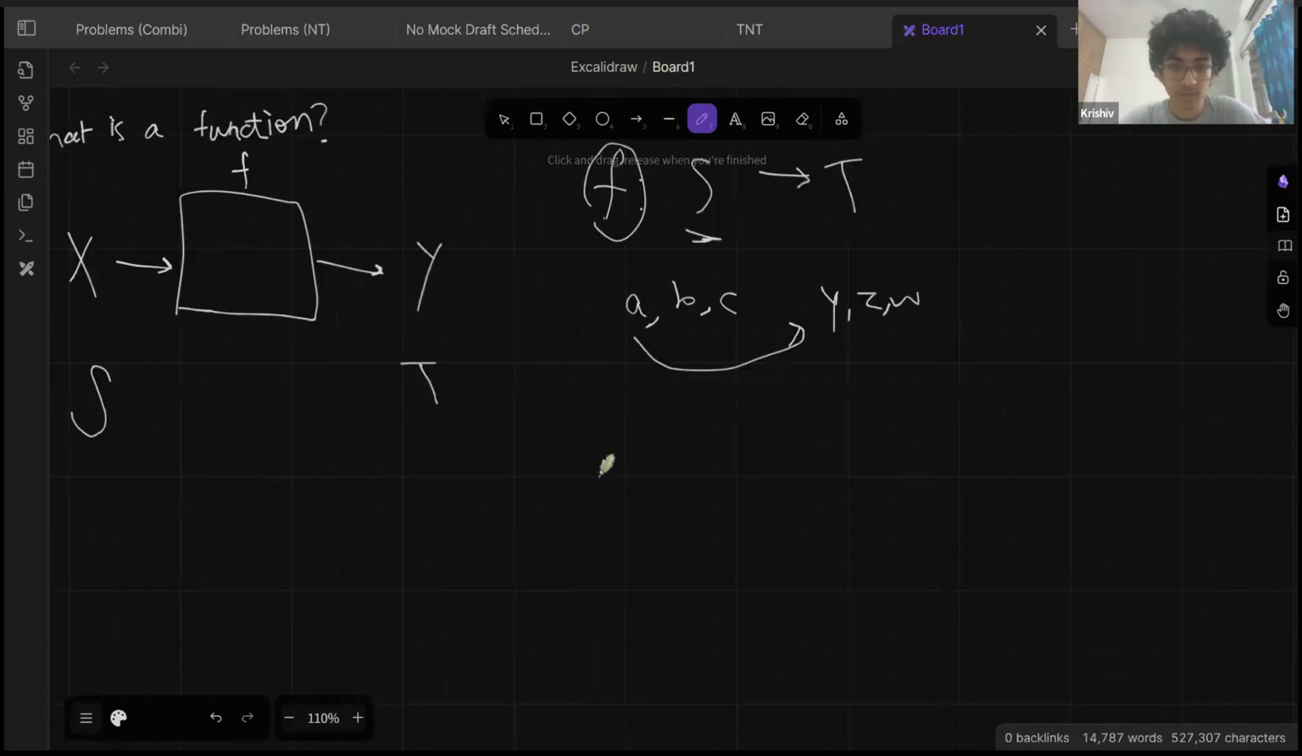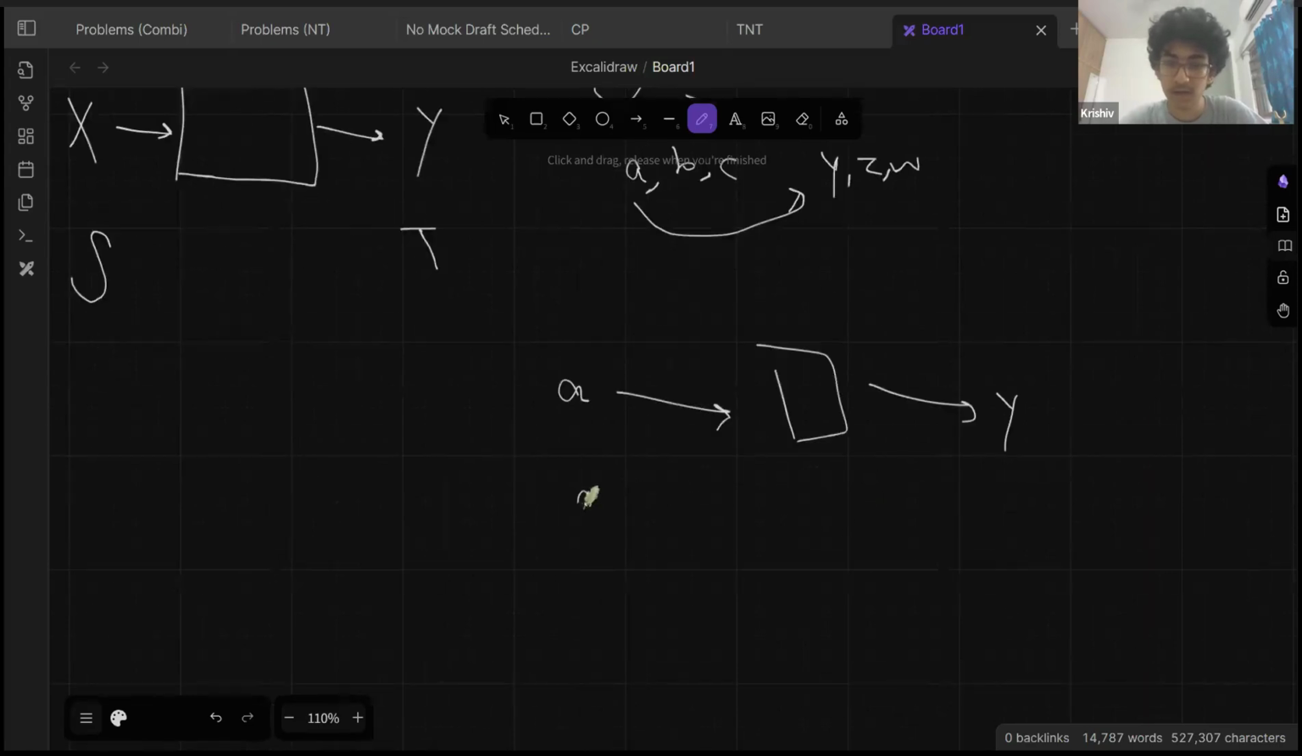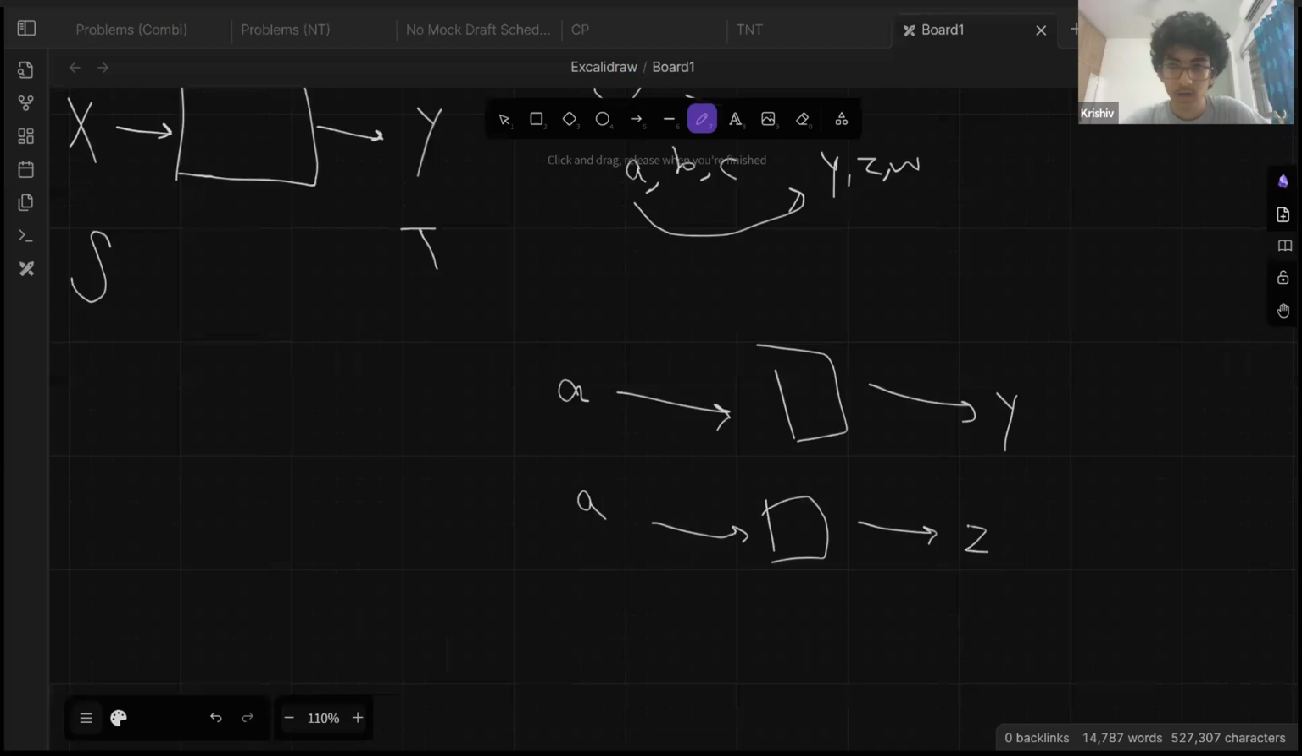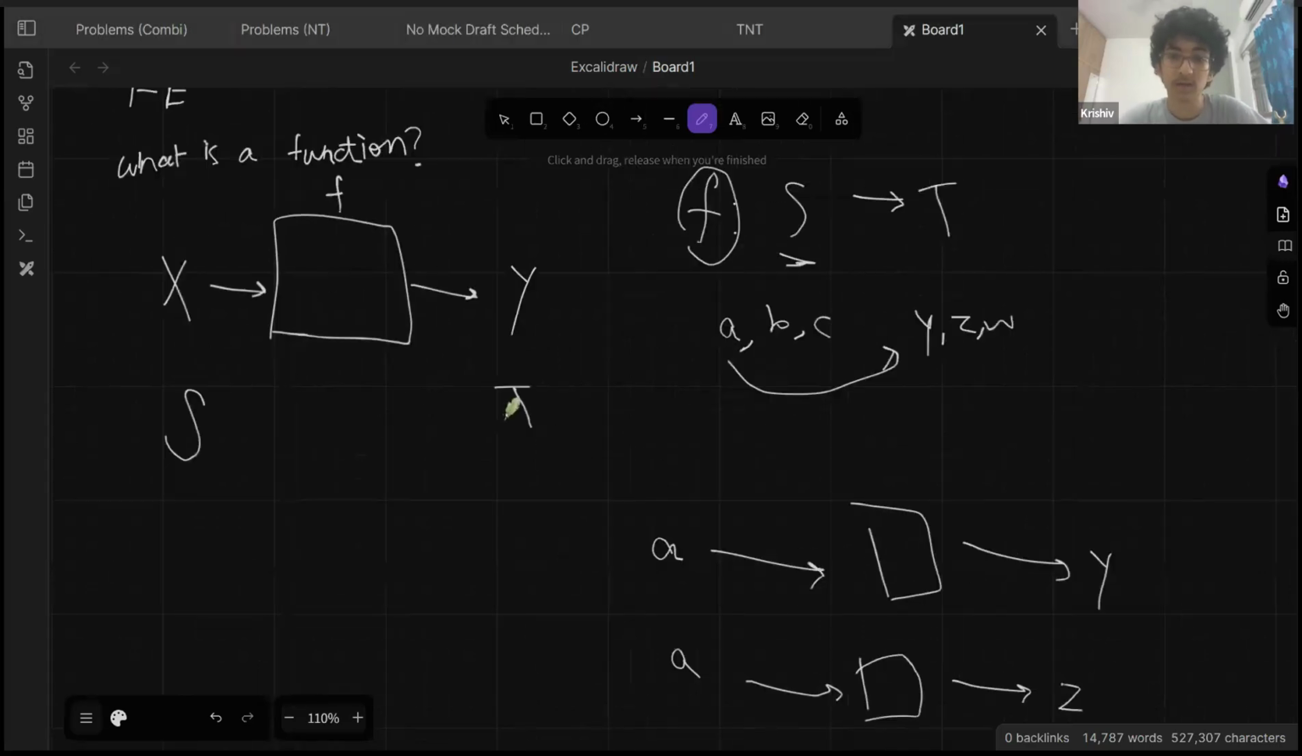But a function won't be like, you input a value into the mystery box and it gives you y, and then if you input it another time, it gives you z. It will still give you y. So that's what a function is.